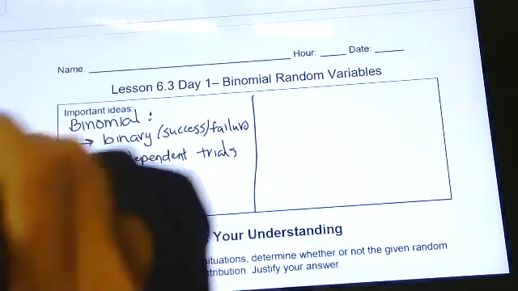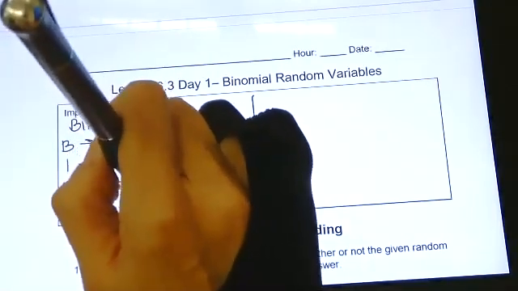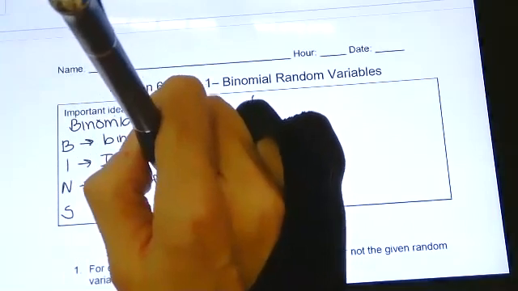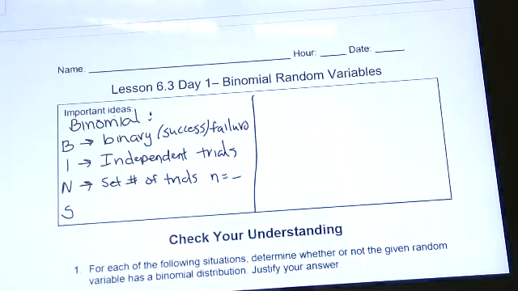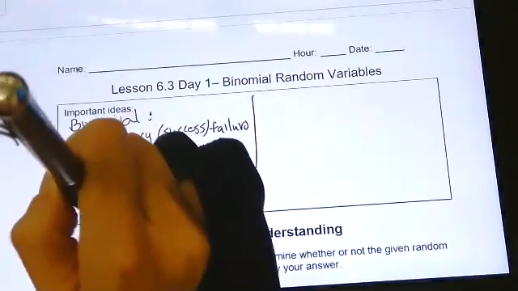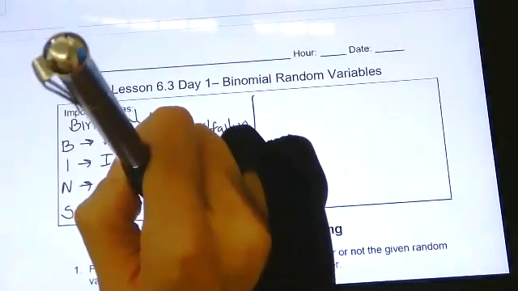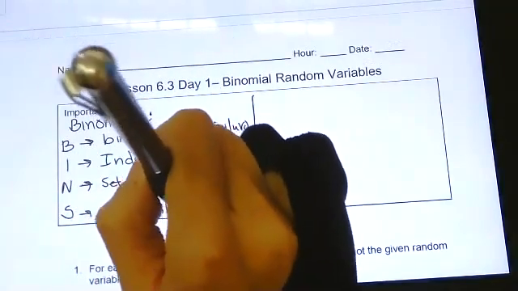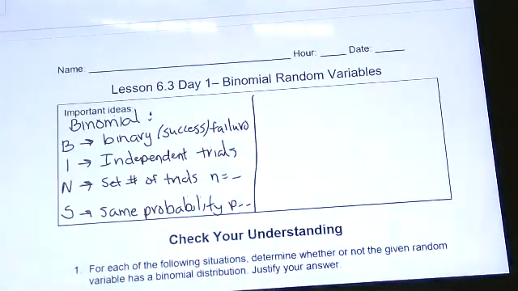Okay. N, you need a set number of trials. In our case, it was 3. He had 3 free throw shots, but you need a total number of trials that you're looking at. So a set number of trials. And the last thing is you need the same probability every time. So the probability of success has to be the same. And we would call that value P.